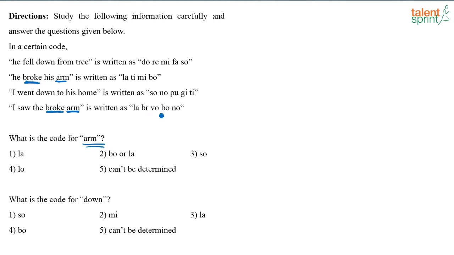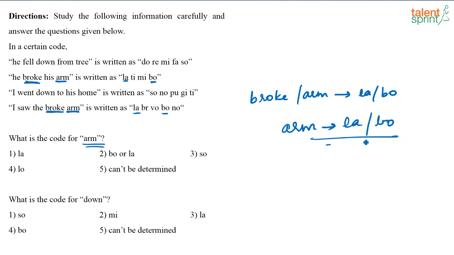So what are the common codes here? LA and BO, LA and BO. Now broke doesn't appear anywhere else in any of the given statements. Similarly, arm doesn't appear in any of the other statements. So what we can say is that if you look at broke and arm, their codes are LA and BO, but we don't know which is the code for what. So if they ask us what is the code for arm, I know only for sure that it is either LA or BO. So what will be the answer for the first one? Option 2, BO or LA.